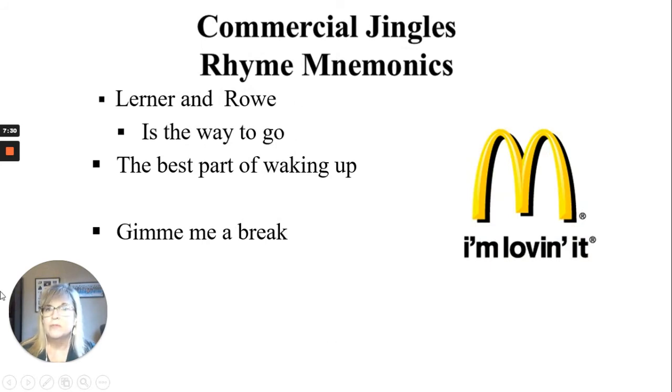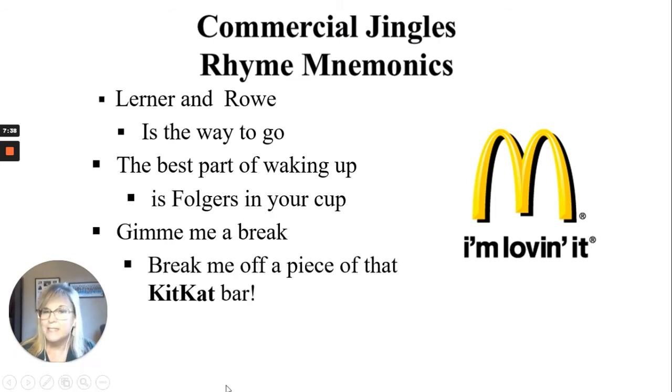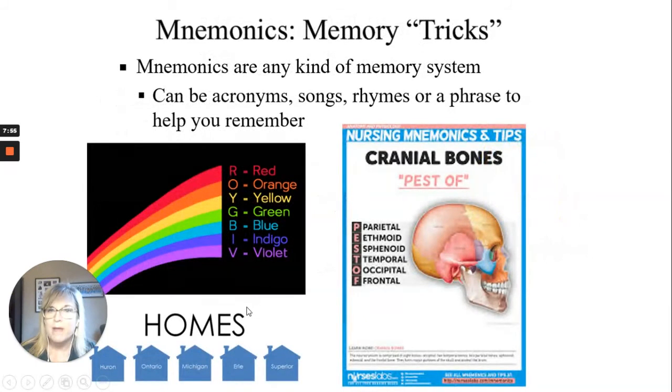Same thing with the commercial jingles. Lerner and Rowe is the way to go. The best part of waking up is Folgers in your cup. Give me a break, break me off a piece of that Kit Kat bar. So all those little songs and catchy jingles are catchy, and that's why they do them. With McDonald's, they have the little tune now. You guys could probably sing it to me. And that's classical conditioning, but it's also using your sound memory.